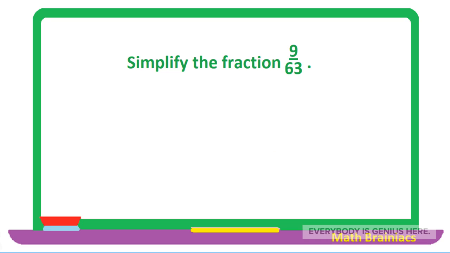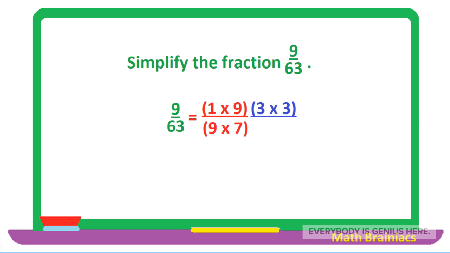Let us work on another example so that you can perfectly understand the lesson. Simplify the fraction 9 over 63. Let us look for the factors of the numerator first. The factors of 9 are 1 and 9, and another factor pair is 3 and 3. While the factors of the denominator, which is 63, are 9 and 7.